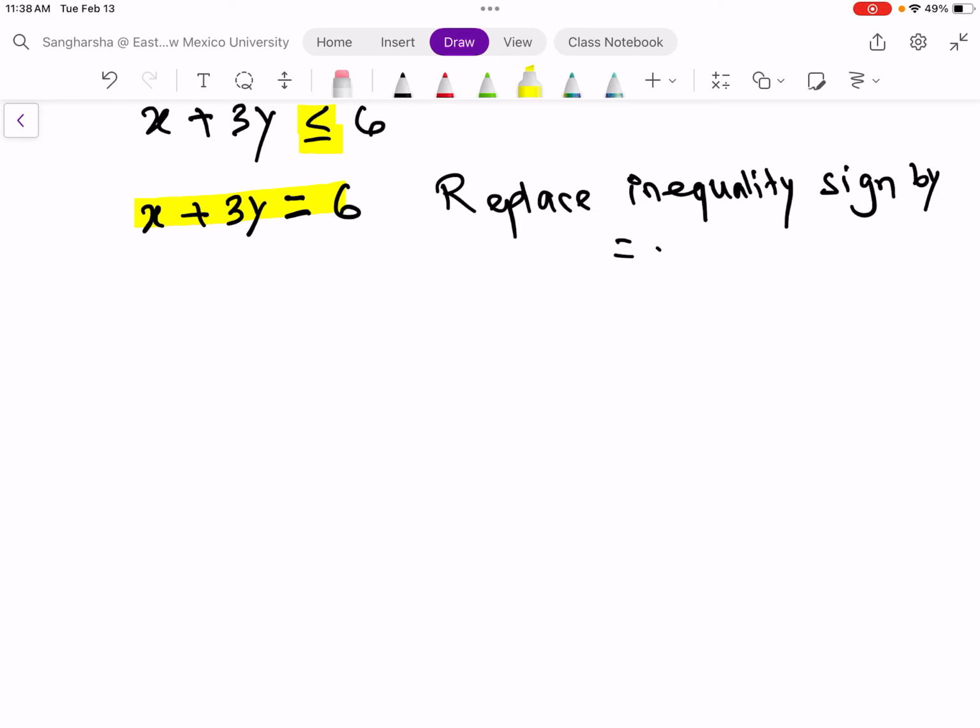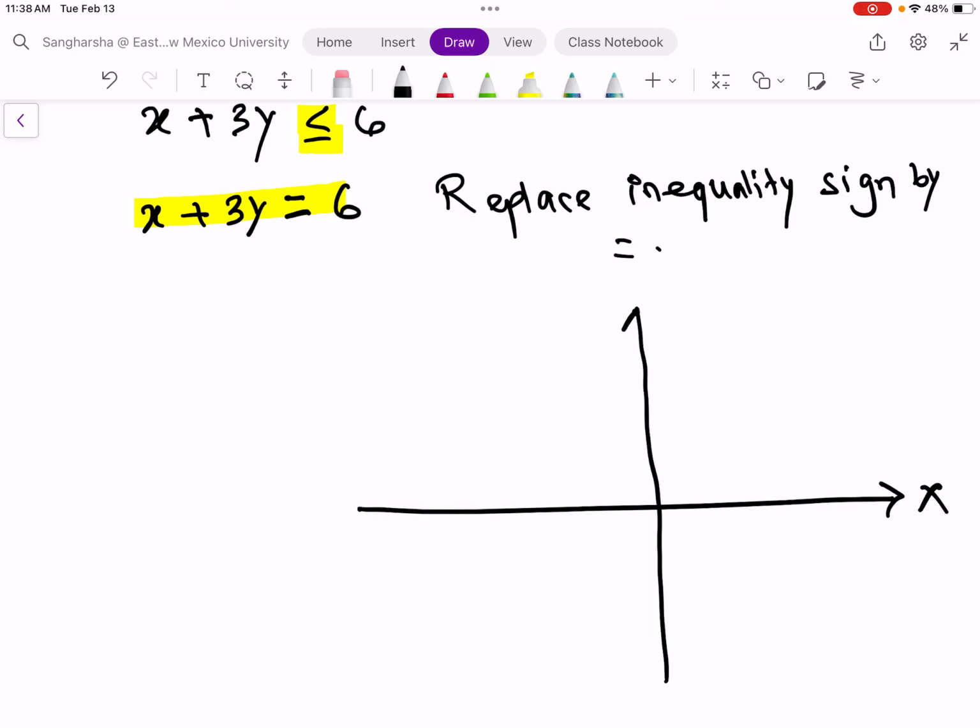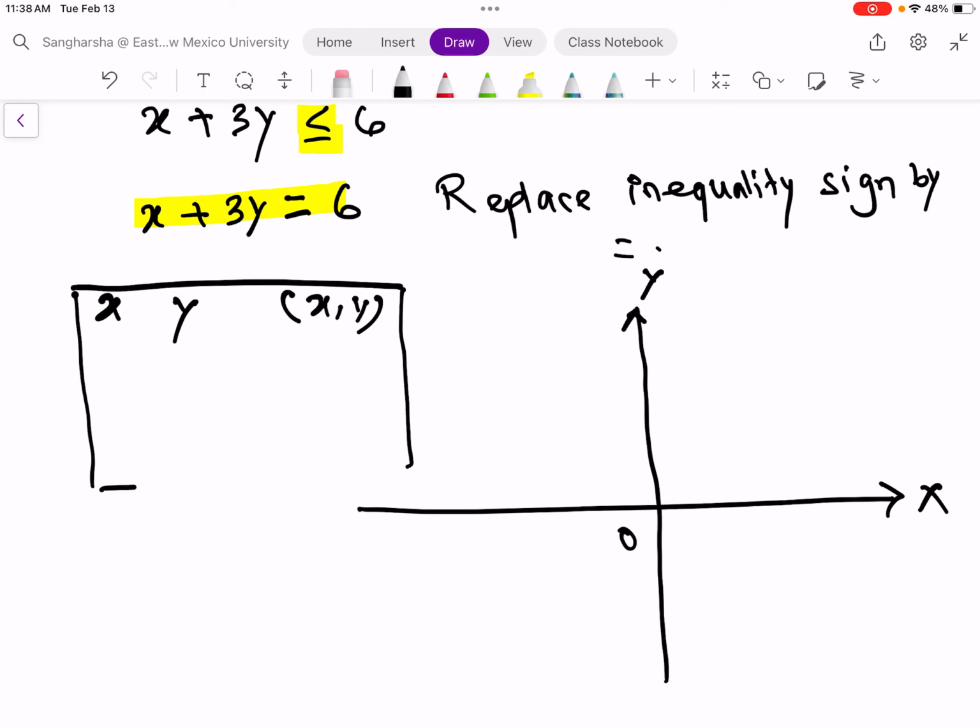In order to graph, we need a y-axis and an x-axis. So this is the x-axis, this is the y-axis, and we have the origin. Now let's graph this linear equation. We need at least 2 points, so you can just make a table. We have x, y, and we have x, y. Let's find the two solutions for this equation.